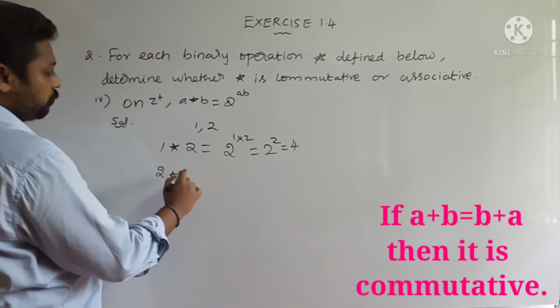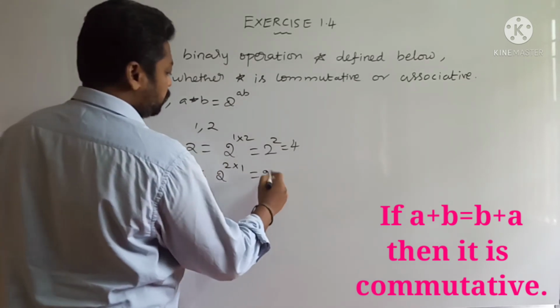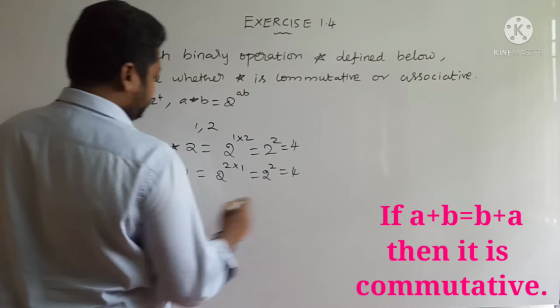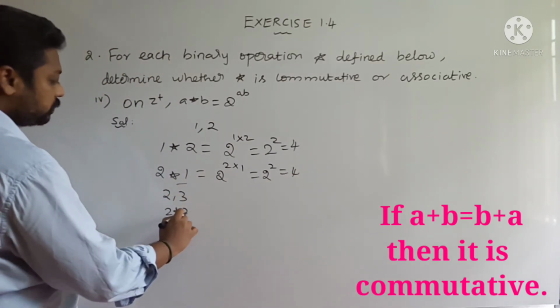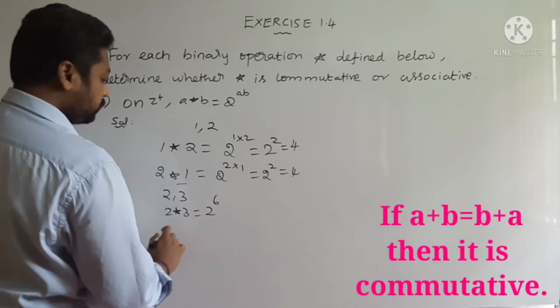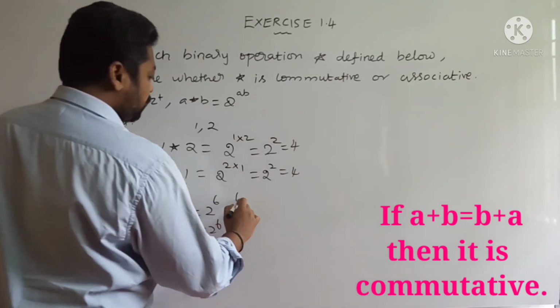Then 2 star 1 is 2 power 2 into 1, that is 2 power 2, which is equal to 4. So we can check for 2 comma 3. 2 star 3 is 2 power 6, then 3 star 2 is 2 power 6. Therefore it is commutative.